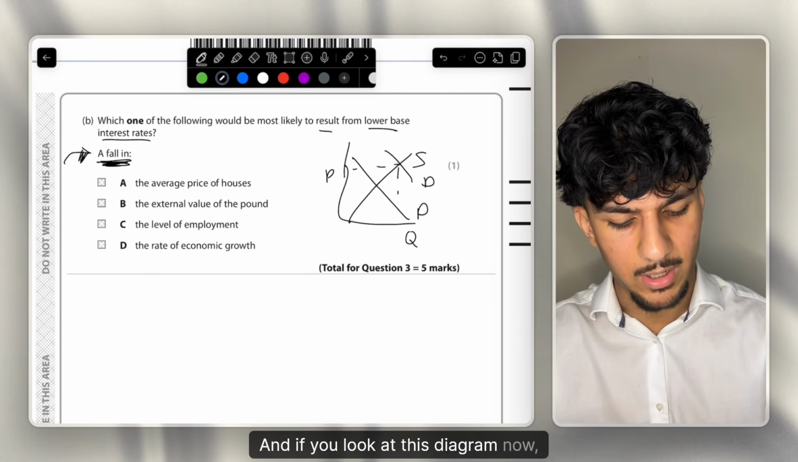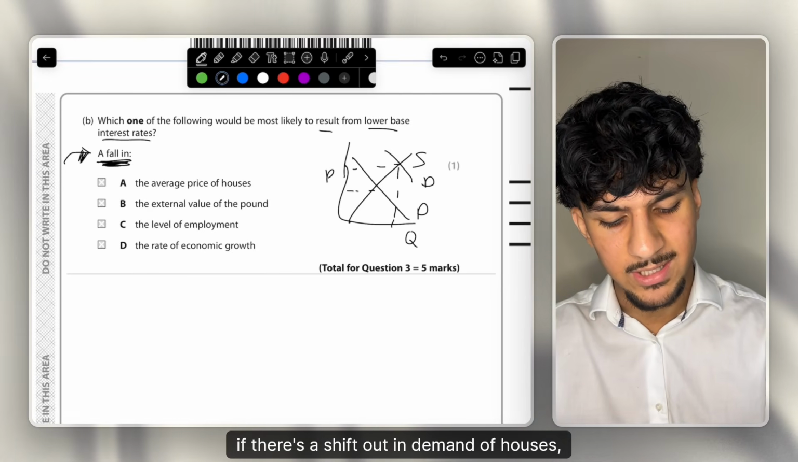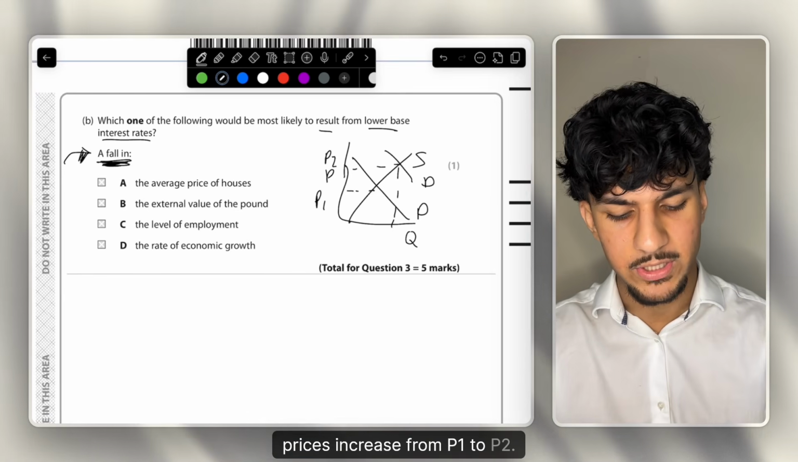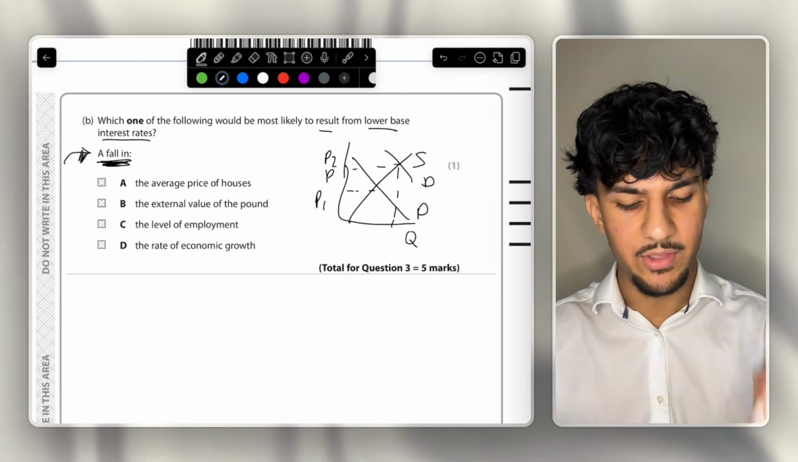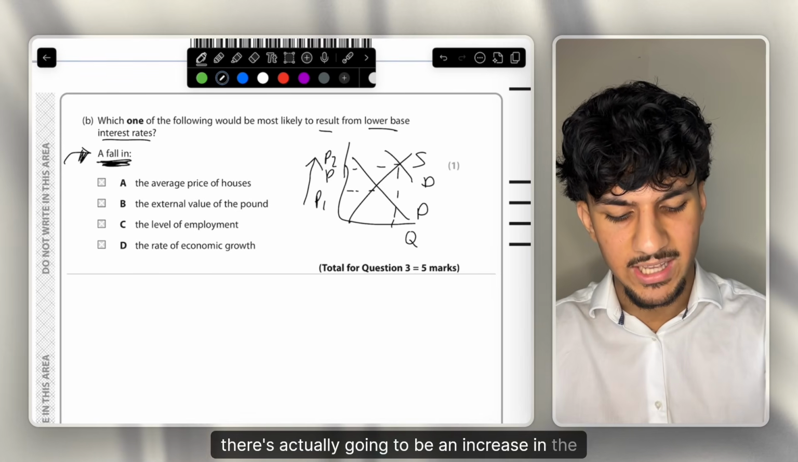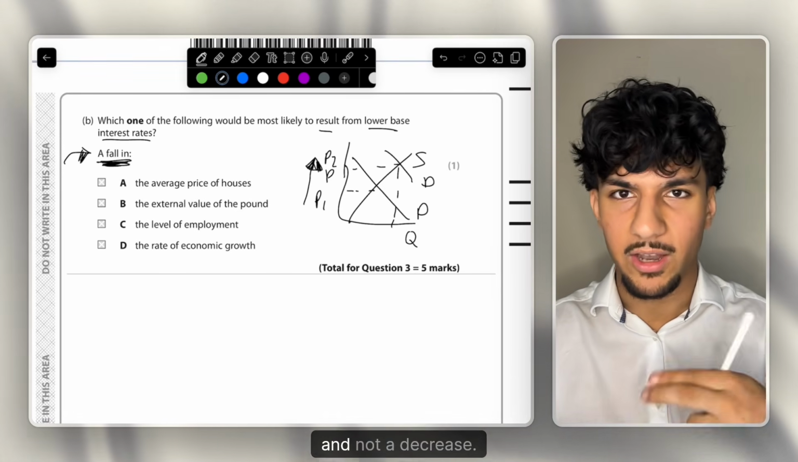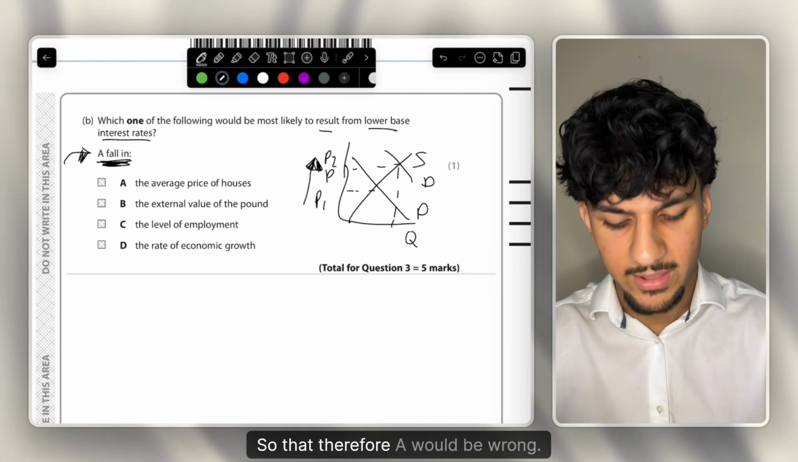And if you look at this diagram now, if there's a shift out in demand of houses, prices increase from P1 to P2. So due to lower interest rates and their effect on mortgages, there's actually going to be an increase in the average price of houses and not a decrease. So, therefore, A would be wrong.